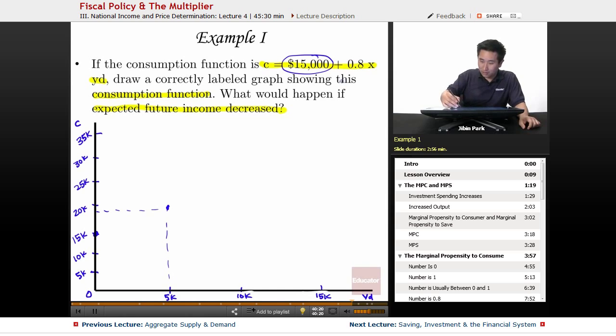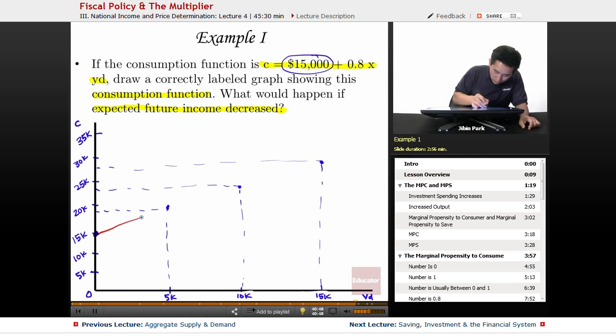You make $10,000, 80% of that is 8,000 plus 15,000 would be 23,000. And if you make $15,000, 80% of 15,000 would be 12,000 plus 15,000, 27,000. So your consumption function would look a little like this. This would be CF1 here.